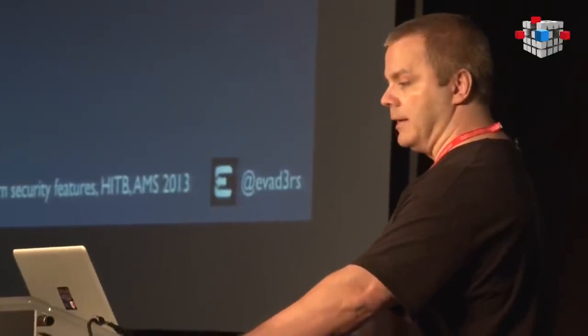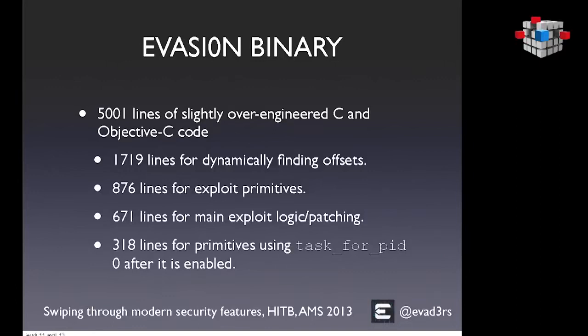The actual binary, it's interesting. At the end of the day, if you exclude all of the temporary code that was discarded because they were dead ends, you end up with about 5,000 lines of code. About 1,700 of this, I think all of this will end up on GitHub if it's not already, is the dynamically finding offset code. So the bulk of the code there is on GitHub or will be soon.